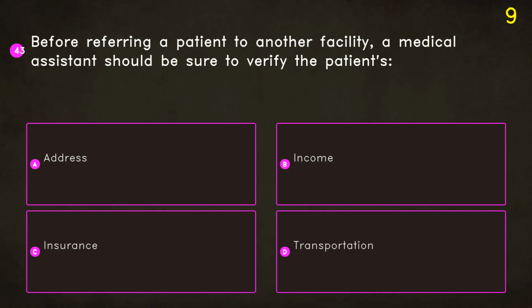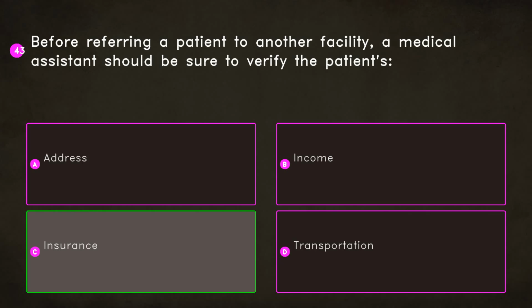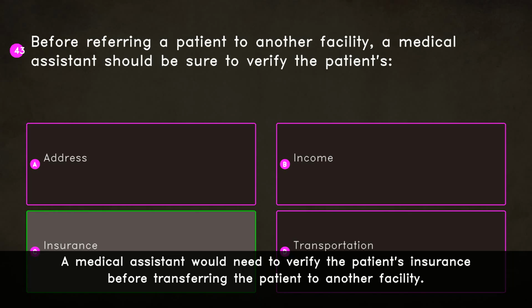Question 43. Before referring a patient to another facility, a medical assistant should be sure to verify the patient's A. address, B. income, C. insurance, D. transportation. The correct answer is insurance. A medical assistant would need to verify the patient's insurance before transferring the patient to another facility.